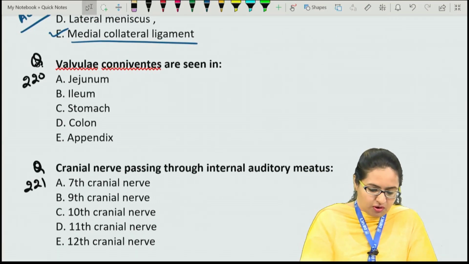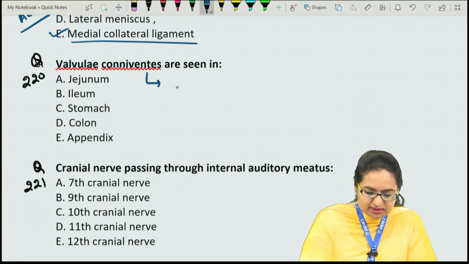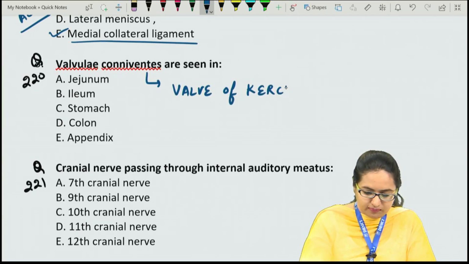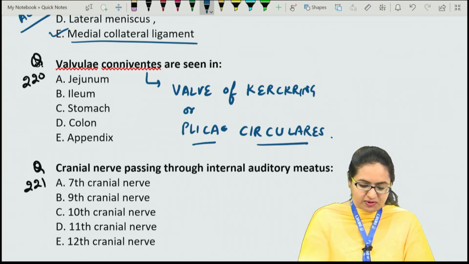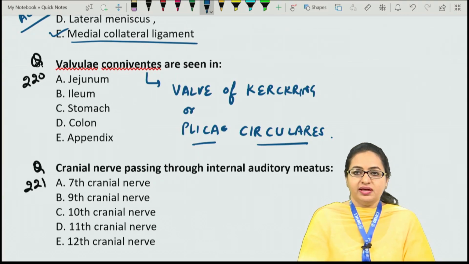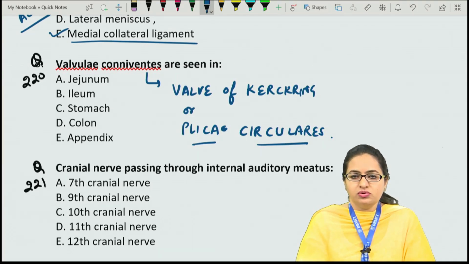Now the next question is valvulae conniventes, they are seen in. Now it is also known as the valves of Kerckring, or also known as plicae circulares. The specific characteristic of these is that they are mucosal folds and they are permanent in nature. So if there is distension of the intestine, they will still be there.